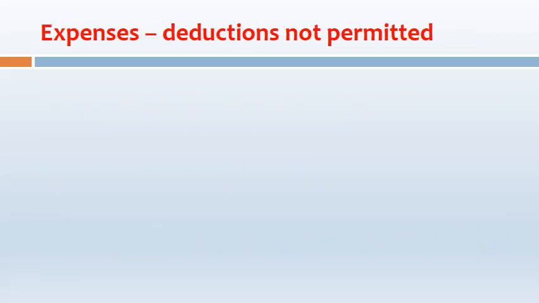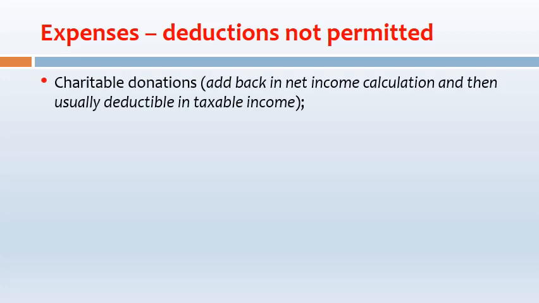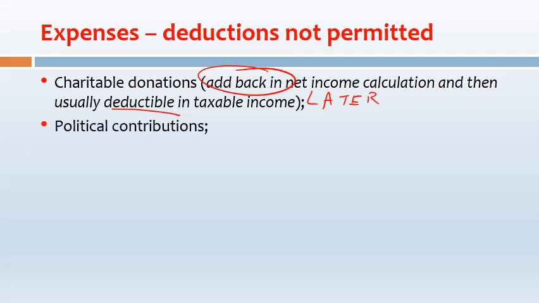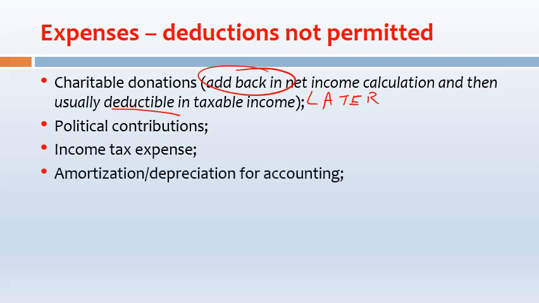Let's talk about a few expenses that are not permitted to be deducted at all for tax purposes, whereas they may be allowed for accounting purposes. The first one we'll look at is charitable donations. So this has to be added back in our net income calculation. Usually when we come up with taxable income for a corporation, it's deductible, but we'll talk about that later. For now, what's important is we have to add it back to net income. Next up is political contributions, not deductible from corporate business income. Income tax expense is not actually a deduction that you can make. So if that's included in net income for accounting purposes, you definitely have to add that back.